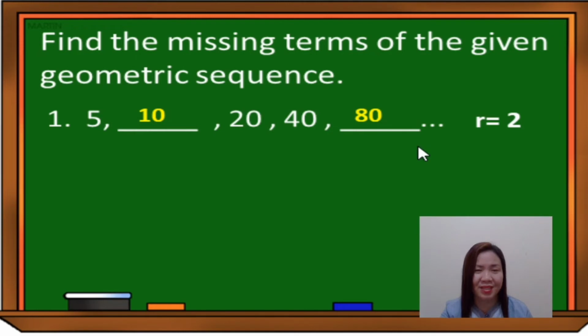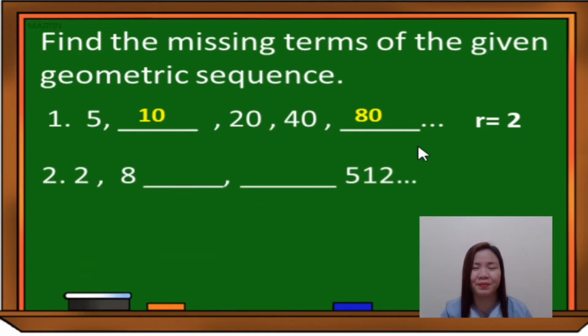Now we'll proceed to the second example. What if we have 2, 8, blank, blank, 512? It's your turn to answer. Okay, so what will be the quotient? What will be the common ratio for this? So the common ratio for that is 4.